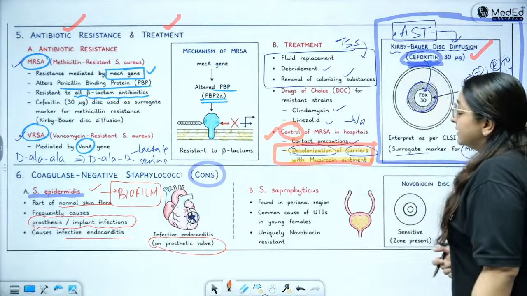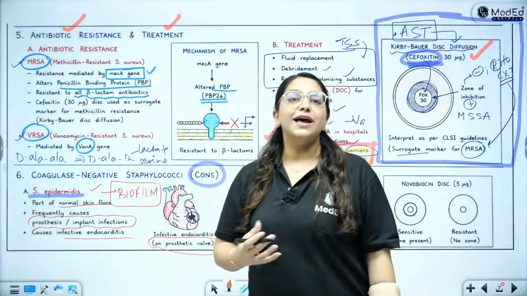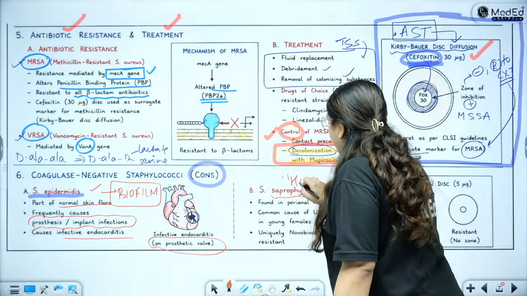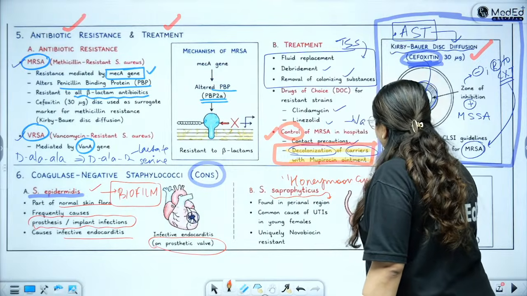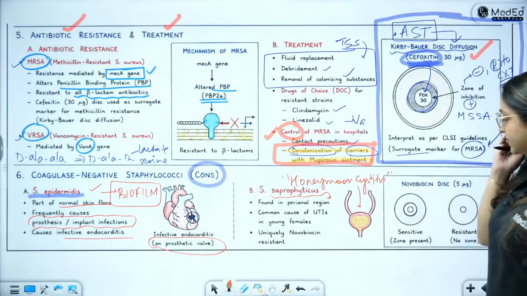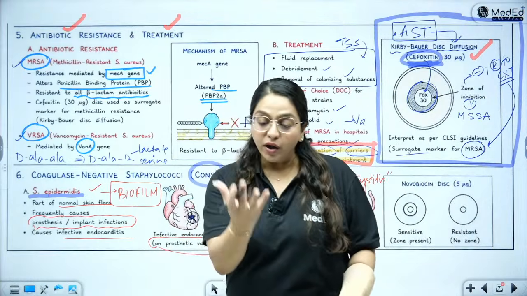Okay? Then Staph saprophyticus is found in the perianal region or in the vaginal flora. So it causes what? It causes honeymoon cystitis. So you will have a young reproductive age female having a UTI because of Staph saprophyticus. Now how do we differentiate between Staph saprophyticus and epidermidis on a culture plate?